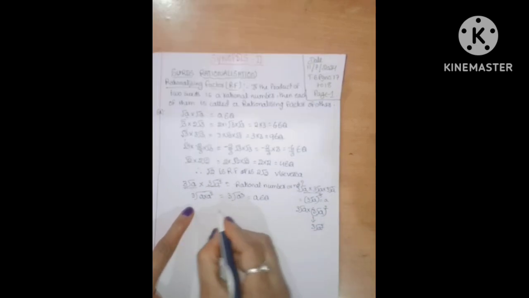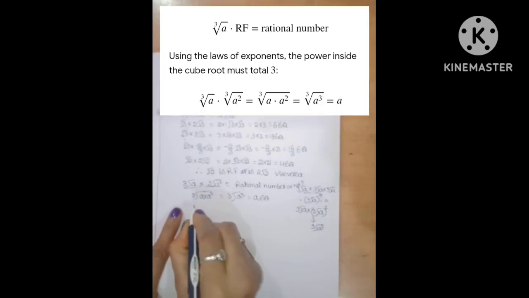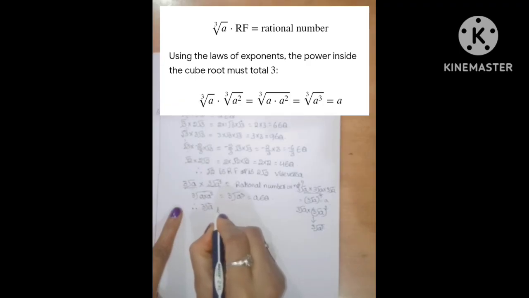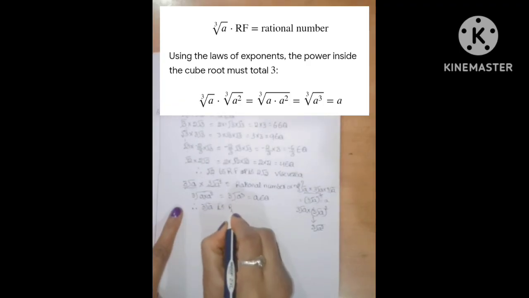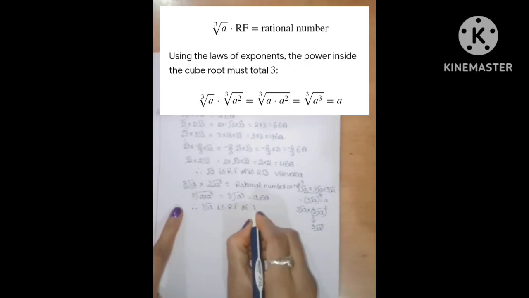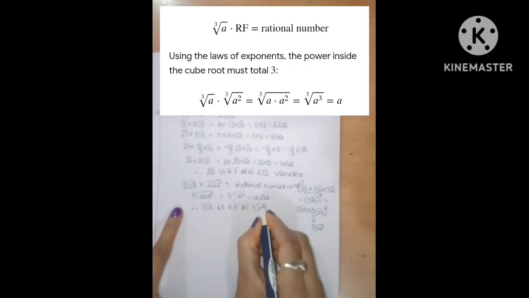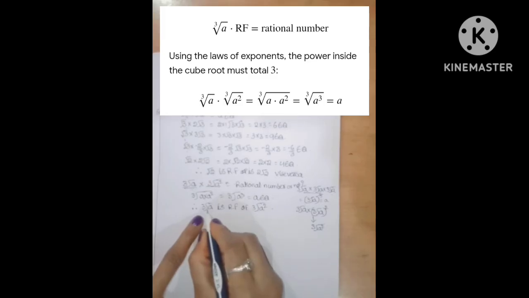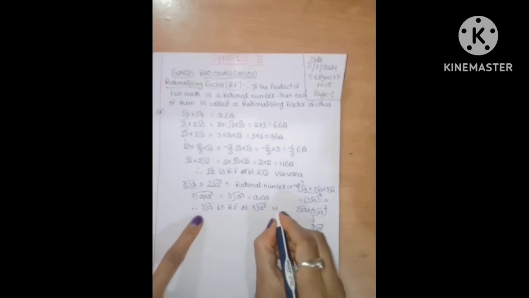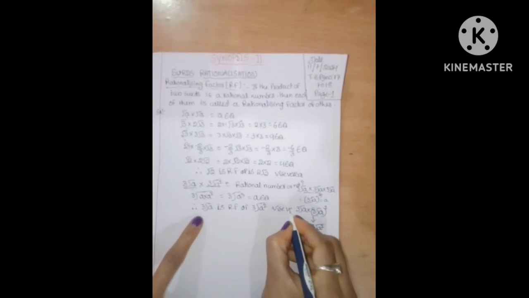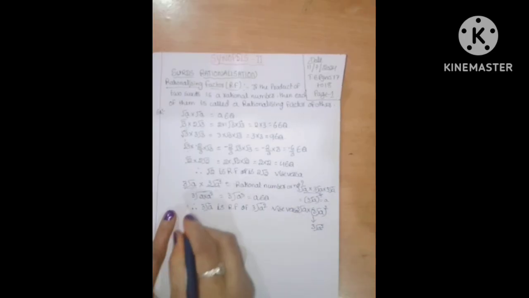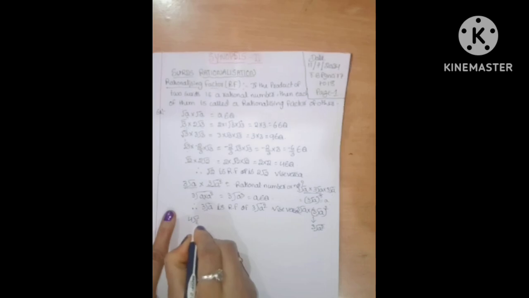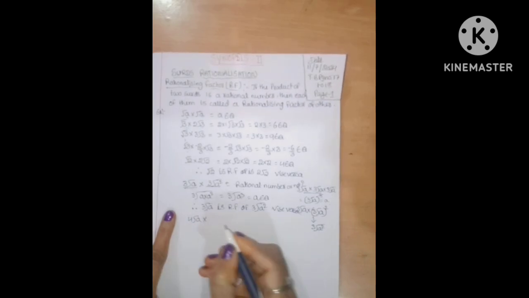Are you clear? What is the rationalizing factor of cube root a? Cube root a squared is the rationalizing factor of cube root a, and cube root a is the rationalizing factor of cube root a squared, vice versa. Are you clear?